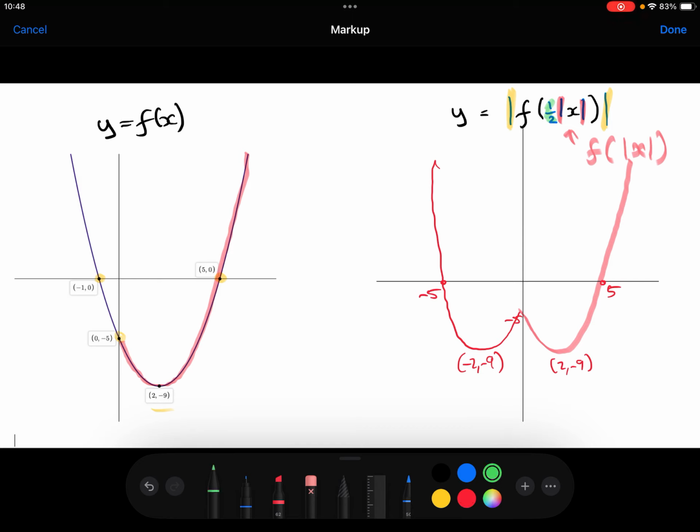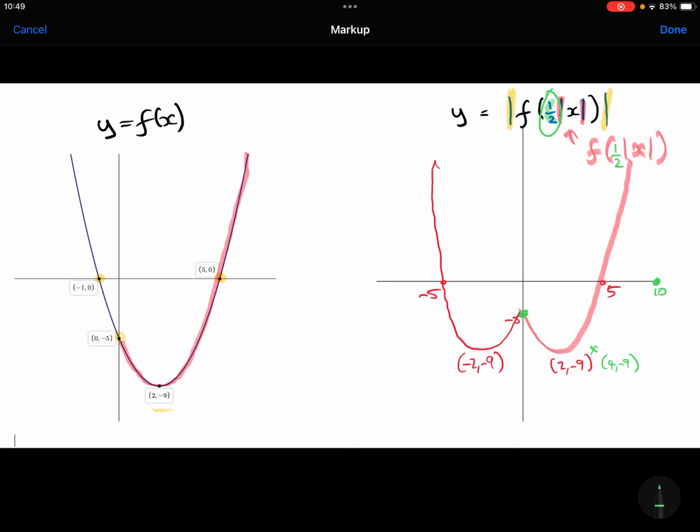Now I'm going to deal with the 1/2 on the inside here. So that's going to affect the x coordinates, and we're going to do the opposite. So rather than halving all the x coordinates, I'm going to double all the x coordinates. So that 5 is going to become 10. The (2, -9) is going to become (4, -9). The y-intercept is not going to be affected at all.